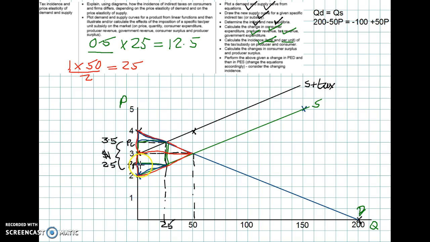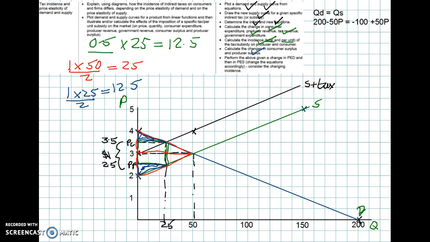So again, we just go 1, and it's the same for both. 1's there and the quantity is 25, so times 25, divided by 2, so that gives us 12.5. Okay, so each of these blue triangles is 12.5. So we can see consumer and producer surplus has gone down by 12.5 each. So we've calculated changes in consumer and producer surplus.